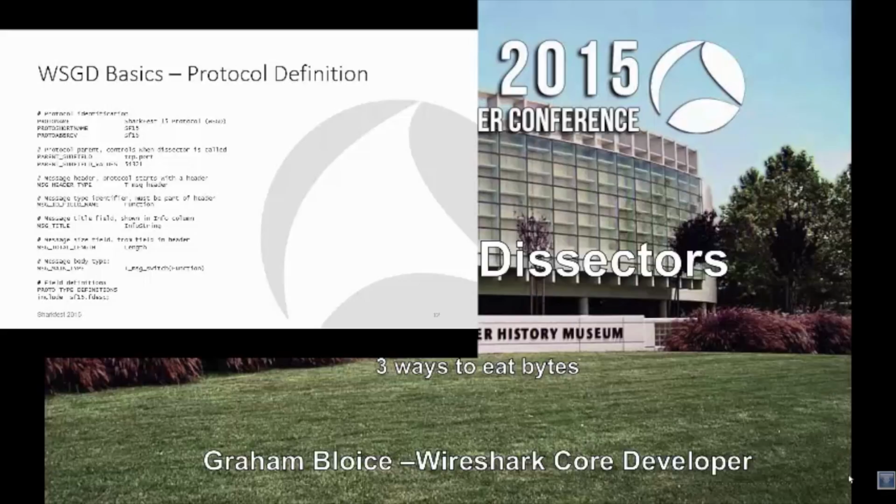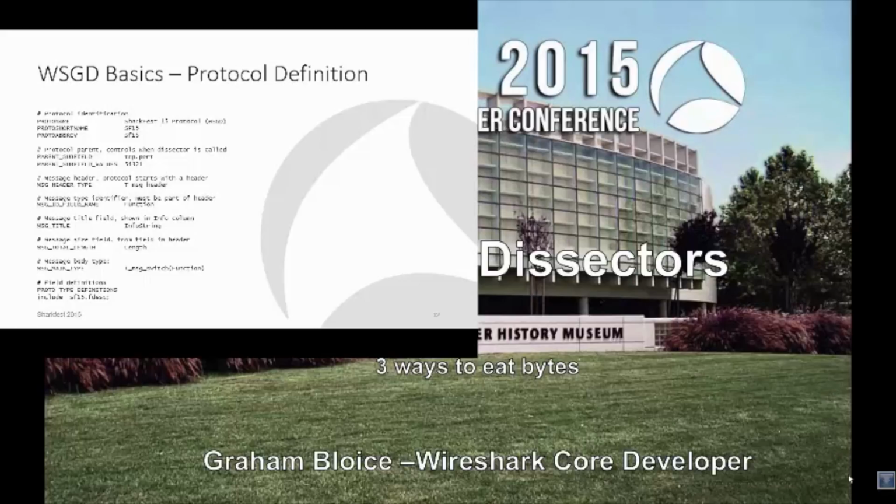And now we actually start indicating elements of our protocol. We say we've got a message header type, and that's the keyword in WSGD, and we name the variable that we're going to identify that has that protocol type. We also do the same with some ID field names and a title that will be shown in the info column, the message size field, because WSGD likes to know the size, and then a function that's going to process the main body type.